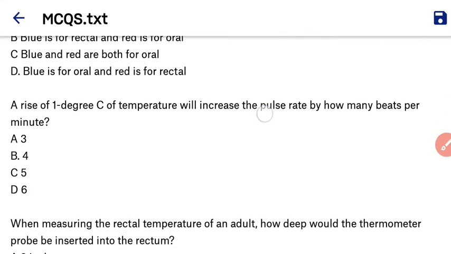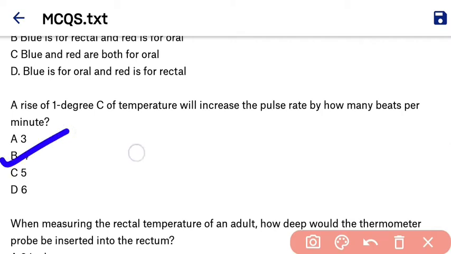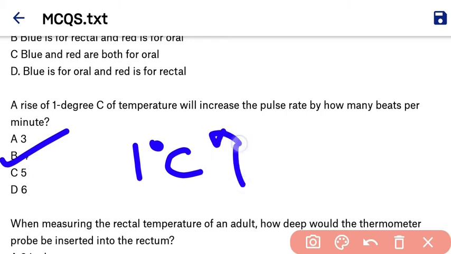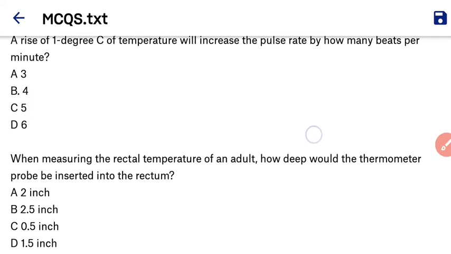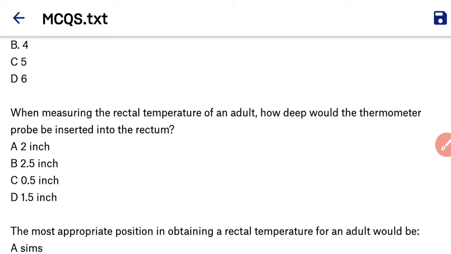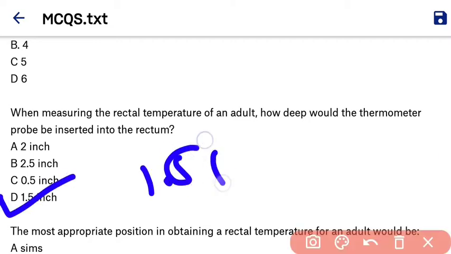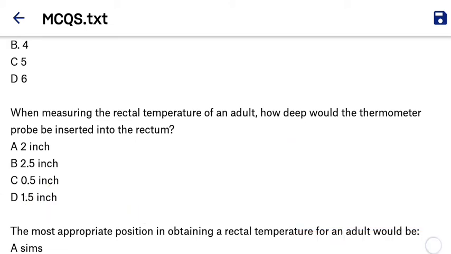Okay, next question: a rise of 1 degree Celsius of temperature will increase the pulse rate by how many beats per minute? So here our right answer is 4 beats per minute. Okay, if the temperature is increased by 1 degree, it will lead to an increase of 4 in heart rate. Okay, then next, when measuring the rectal temperature of an adult, how deep would the thermometer probe be inserted into the rectum? So here our right answer is about 1.5 inch. Okay, we should insert the tip of the thermometer about 1.5 inch into the rectum.